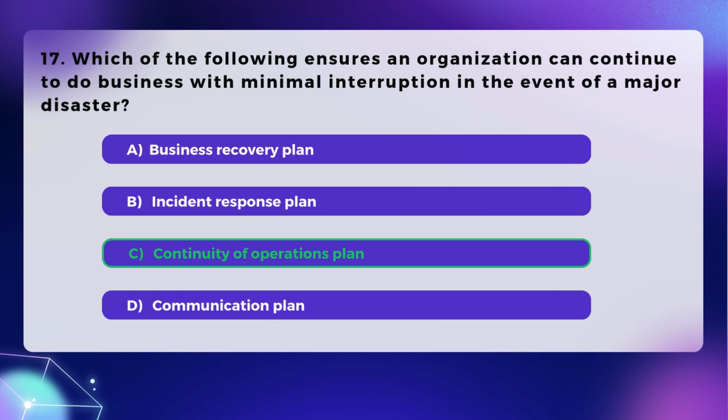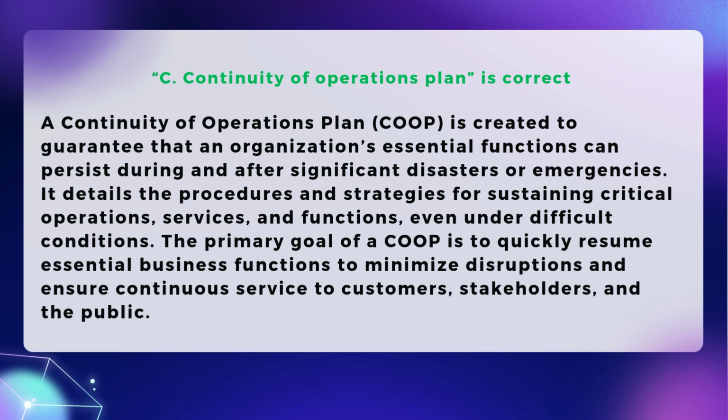The correct answer is C. A continuity of operations plan, COOP, is created to guarantee that an organization's essential functions can persist during and after significant disasters or emergencies. It details the procedures and strategies for sustaining critical operations, services, and functions, even under difficult conditions. The primary goal of a COOP is to quickly resume essential business functions to minimize disruptions and ensure continuous service to customers, stakeholders, and the public.